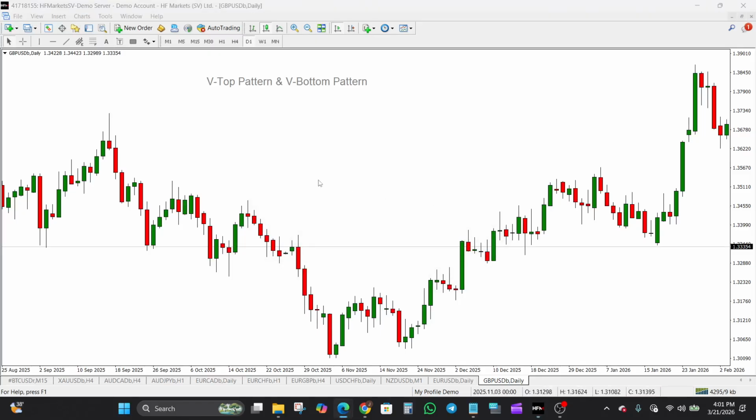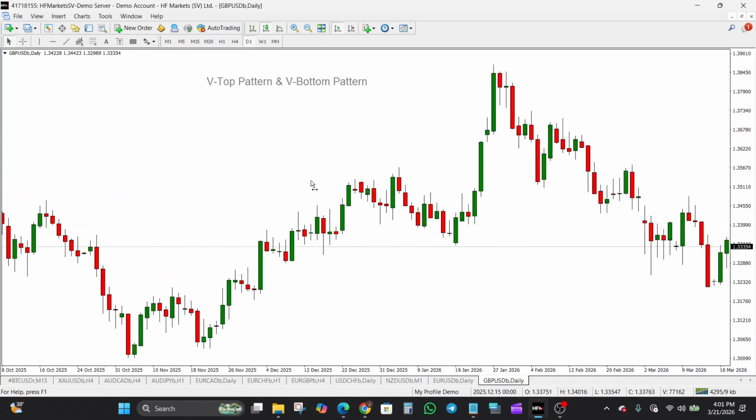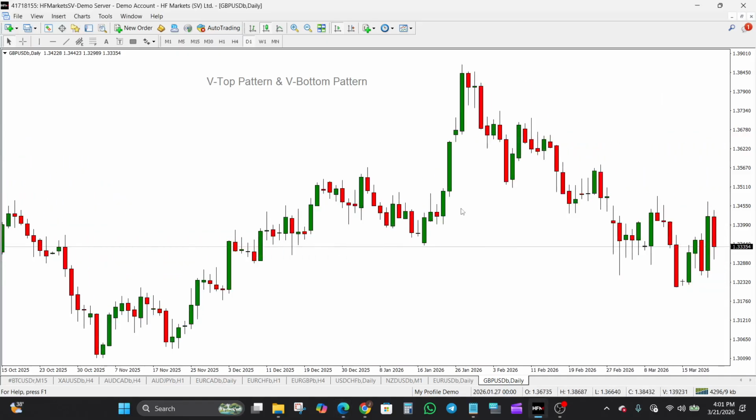So the V top pattern and V bottom patterns are sharp reversal patterns that form when price changes direction very quickly, creating a V shape on the chart. All right, you can see what happened here.